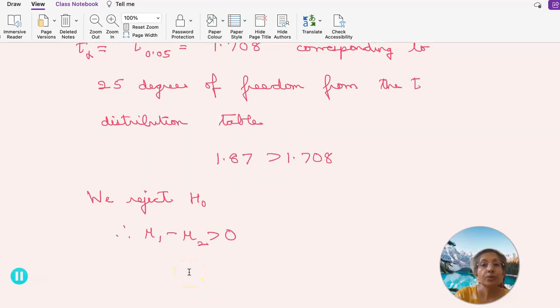So we have come to the end of this lesson. We have learned what a t distribution is and how to solve problems for a two-tailed test. Basically, we have worked on two-tailed test here.